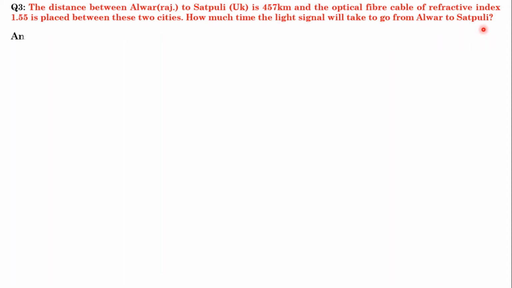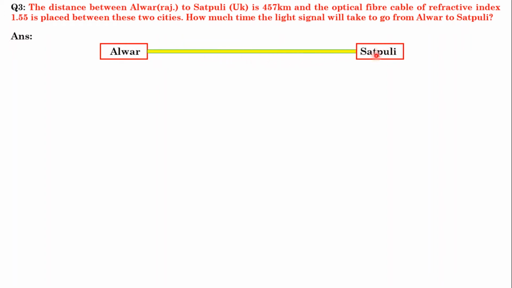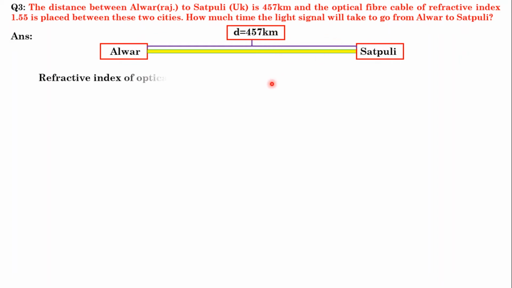So this is quite a simple question. So suppose we have Alwar here and this is the optical fiber cable to Satpuli and the distance between them is 457 km. Now we have to keep in mind that this is given in kilometers, but we will deal in meters. Okay. So the refractive index of the optical fiber cable, that is NF, is equal to 1.55. So we know that the refractive index is given by the velocity of light in air divided by the velocity of light in that medium. So it is the fiber cable. So NF equals C upon VF. Okay. So this is our equation 1.